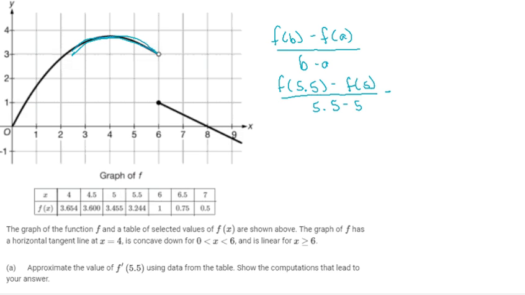So this is going to give us 5.5. We've got 3.244 minus 3.455 divided by 0.5.